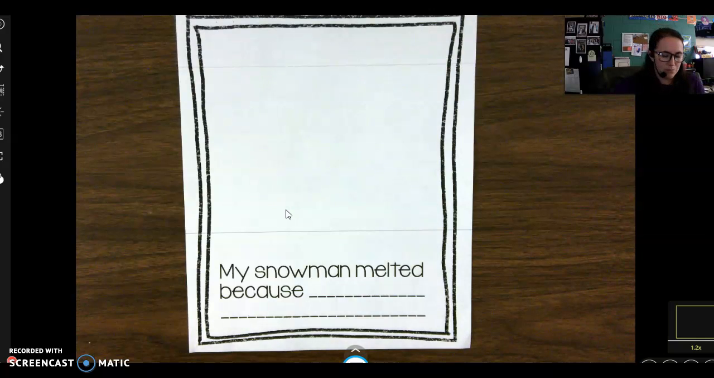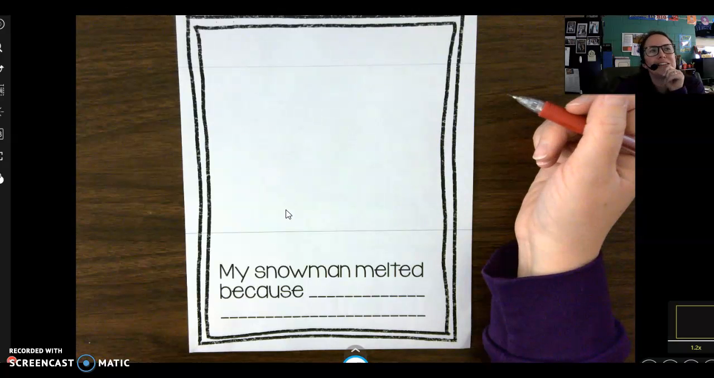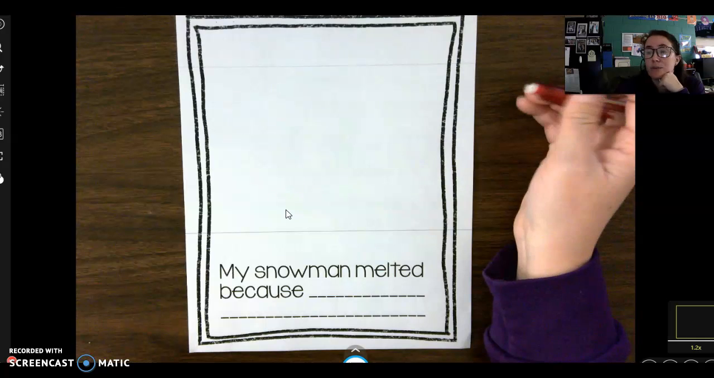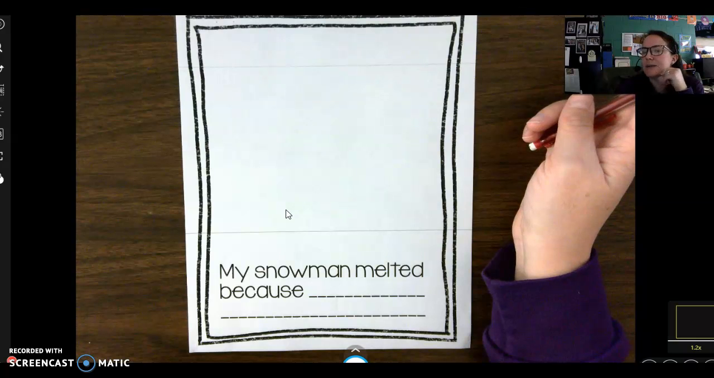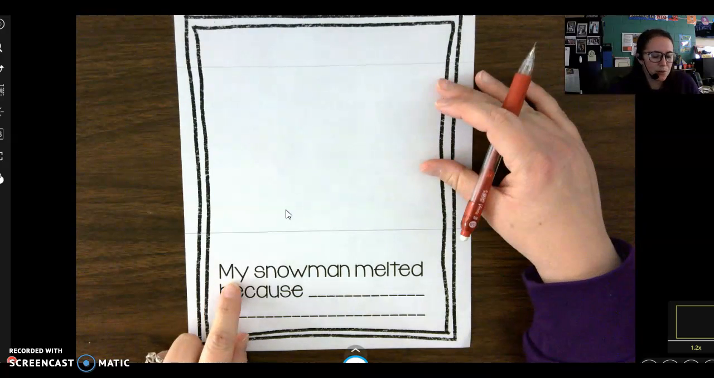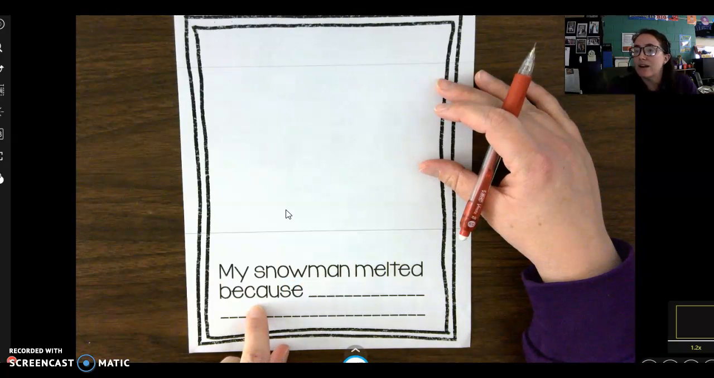Okay, so my snowman melted because, I'm going to think first, why do I want my snowman to melt? Could be something that happened to Sneezy. It could be something else that you thought of just on your own. What other reason you think a snowman might melt? So I think I'm going to say, my snowman melted because he ate hot soup. So it's got the first part of the sentence for you.